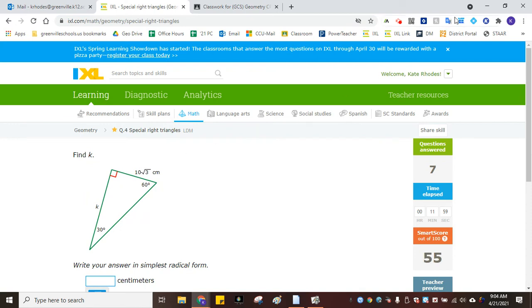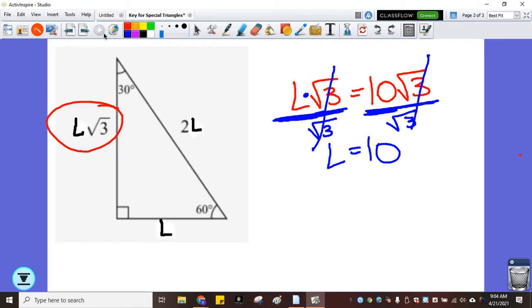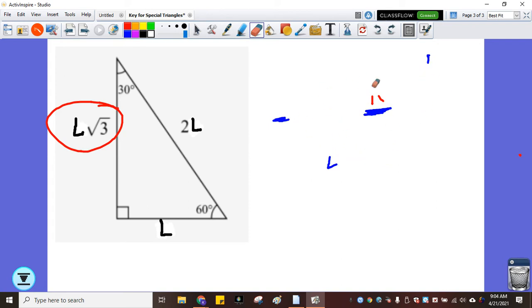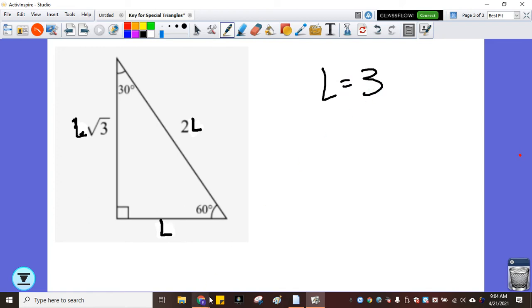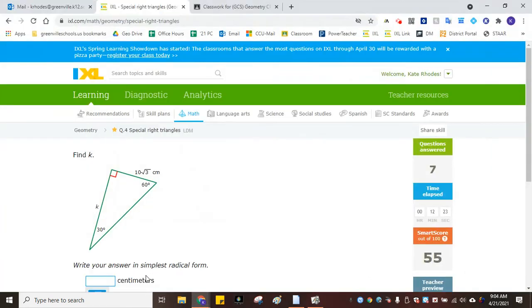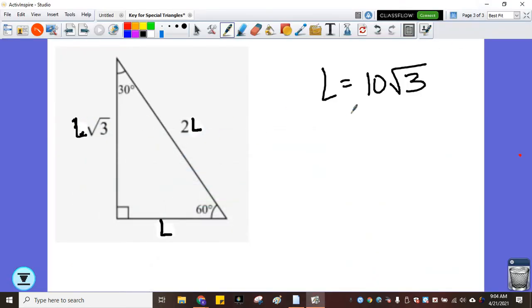All right, the short side is 10 square root of 3. The short side, so that's what L is, because L on a 30, 60, 90. So L is 10 square root of 3. And we are asked to find the long side. And the long side is L times the square root of 3. So this is L, 10 square root of 3. And then we have to multiply that by the square root of 3.